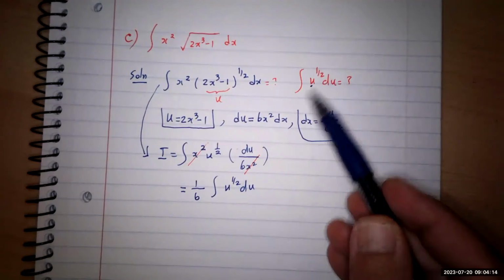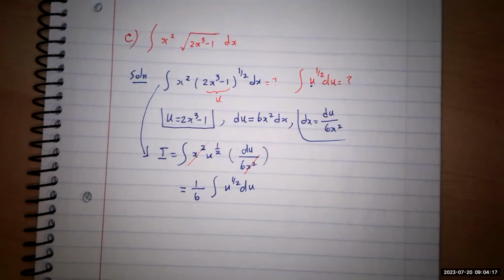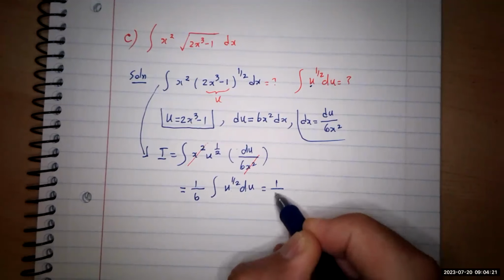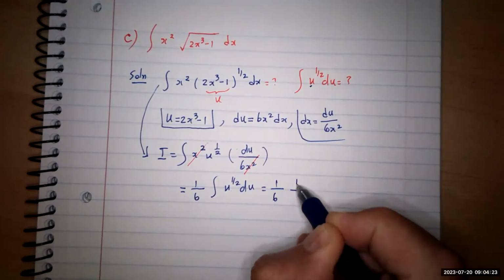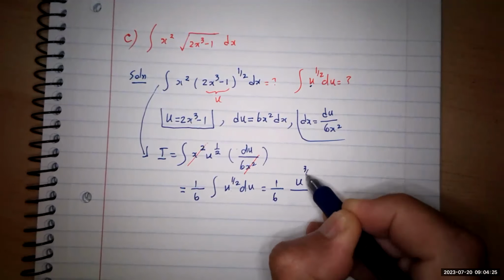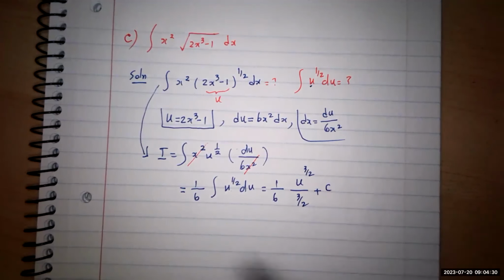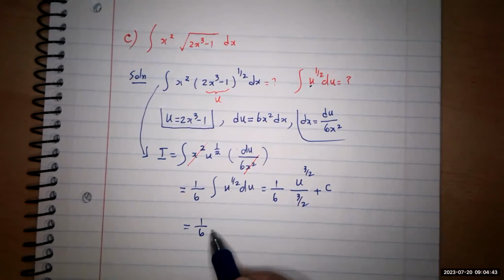As we talked about, as we planned. Now this is it. So it's going to be 1/6 times u to the 1/2 plus 1, 3/2, over 3/2, plus the constant c. Okay, we're done. We're not done. We have to simplify it. Use the reciprocal to bring it up and simplify. So this is going to be 1/6 times, that's a 3/2, that gives you 2/3.